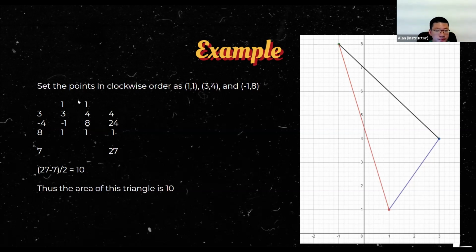On the right side, you multiply 1 and 4 to get 4, 3 and 8 to get 24, and -1 and 1 to get -1. You add them to get 27. And then to get the left ones, you multiply 1 and 3 to get 3, 4 and -1 to get -4, and 1 and 8 to get 8. And you add those to get 7. And then for the final area, you do 27 minus 7, which is 20, over 2, and you get 10. So the final area of this triangle is going to be 10.